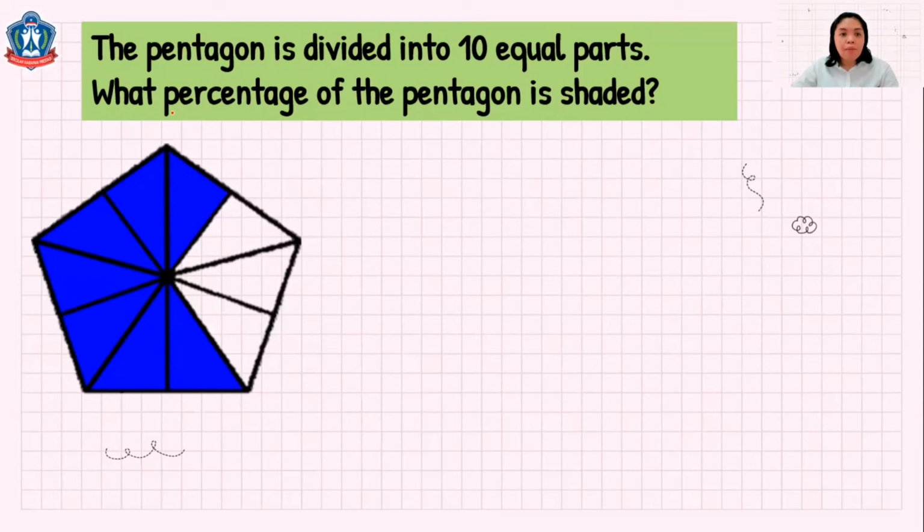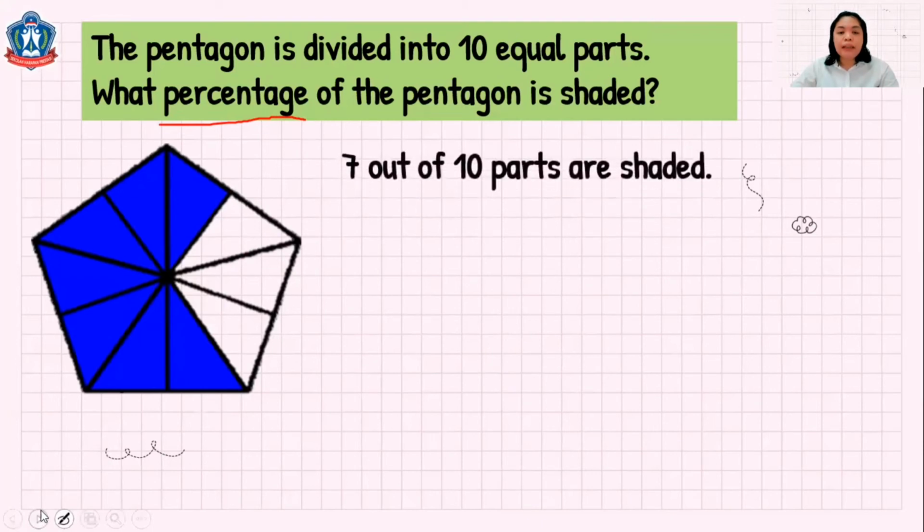So first, before we find the percentage, we will find the fractional part. So what fractional part of this pentagon is shaded? So this is 7 out of 10 parts shaded, right? Or 7/10. So remember that when we are going to find the percentage, make sure that the denominator is equal to 100. So the 7/10, we will change it, or find the equivalent fraction, to make the denominator 100.